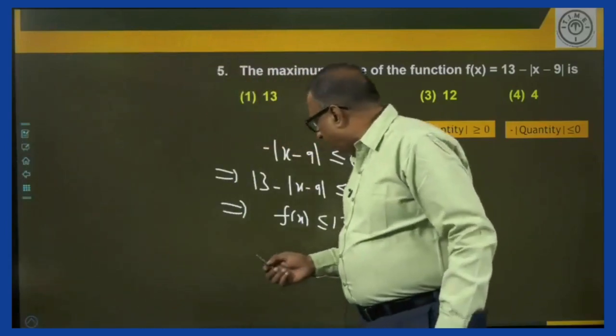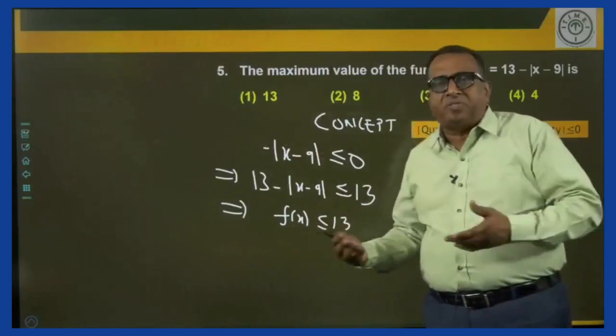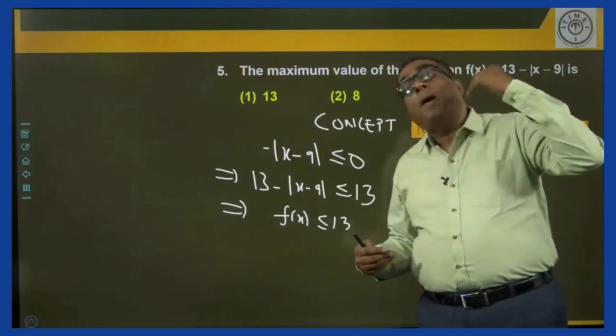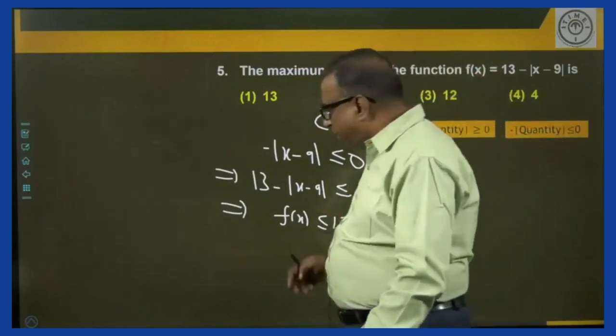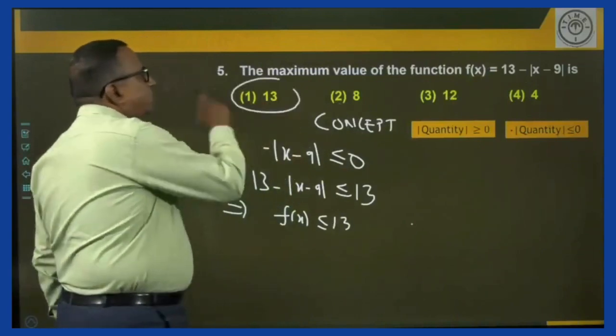F of x is always less than or equal to 13, that is, 13 is the maximum value of f of x. F of x is less than or equal to 13, so 13 will be the maximum value of f of x. What we want is the maximum value. Maximum value is 13. You can see choice 1 is the answer.